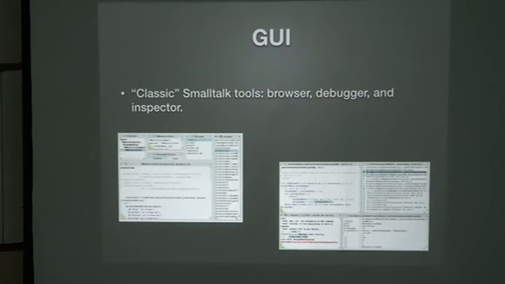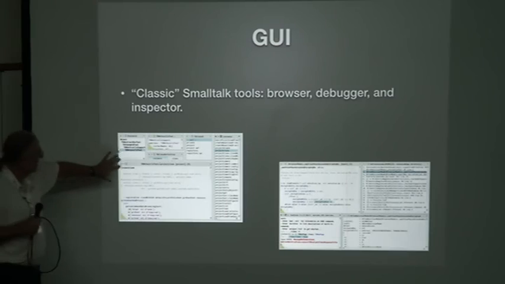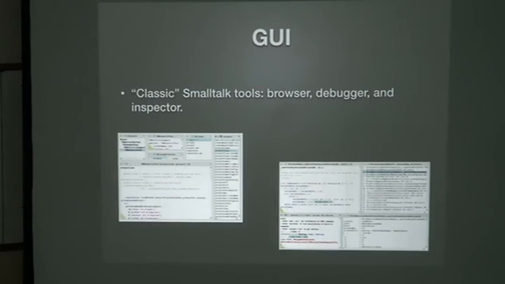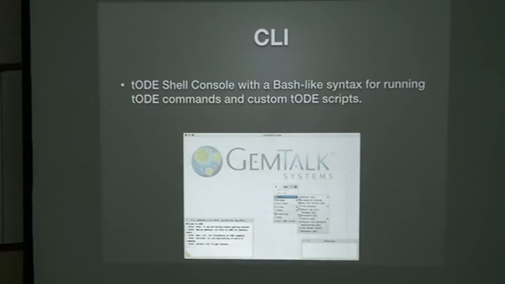Mentioned the GUI, and I just put a couple pictures up here, and I recommend you download GsDevKit_home if you want to see how this stuff works. But this is a class browser, and this is an inspector. And if you've seen other presentations on tODE, you'll know I've taken a slightly different approach to the GUI. Although you may not be able to see this, I've actually got an instance and class button on my class browser now. So that's new to you guys. So I showed you this. The command line is for custom tODE scripts.